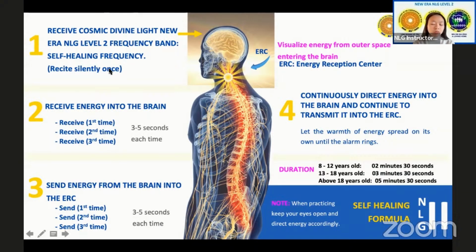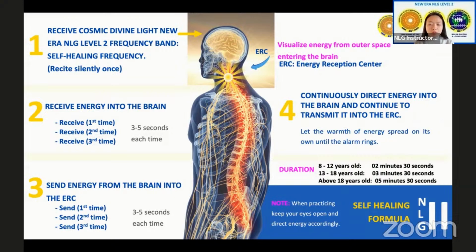So after you start your timer, you start from step 1, receive cosmic divine new era energy level 2 frequency band, self-healing frequency. Step 2, receive energy into the brain, receive first time, receive second time, receive third time, 3 to 5 seconds of delay in between. Step 3, send energy from the brain into the ERC. Send first time, send second time, send third time, 3 to 5 seconds of delay in between.